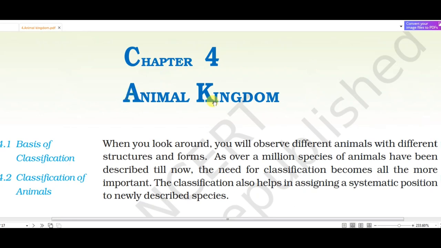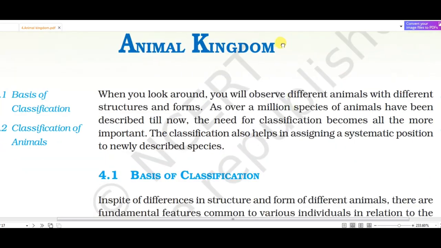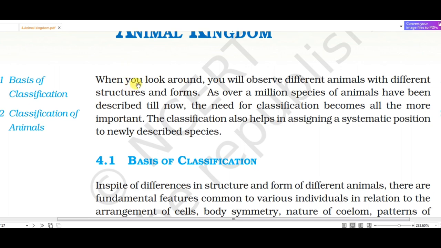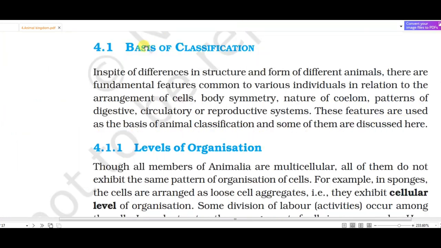A new chapter, Animal Kingdom. When you look around, you will observe different animals with different structures and forms. As over a million species of animals have been described till now, the need for classification becomes all the more important. The classification also helps in assigning a systematic position to newly described species.